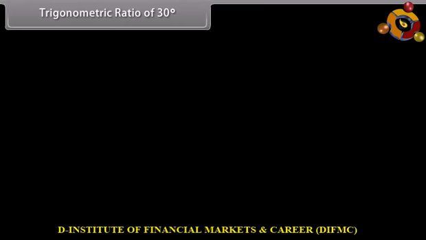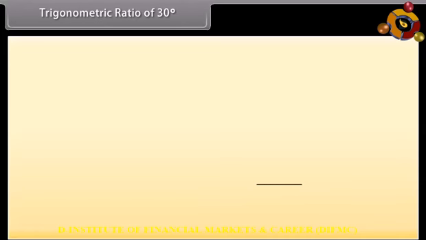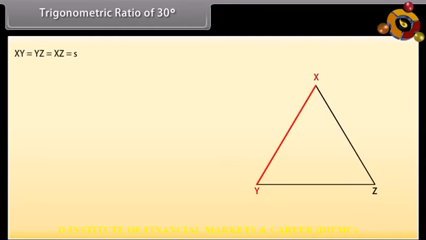Trigonometric ratio of 30 degree. Consider the equilateral triangle XYZ. XY is equal to YZ, which is equal to XZ, which equals S. Angle X is equal to angle Y, which equals angle Z. Let us now draw a perpendicular from vertex X to intersect side YZ at T.